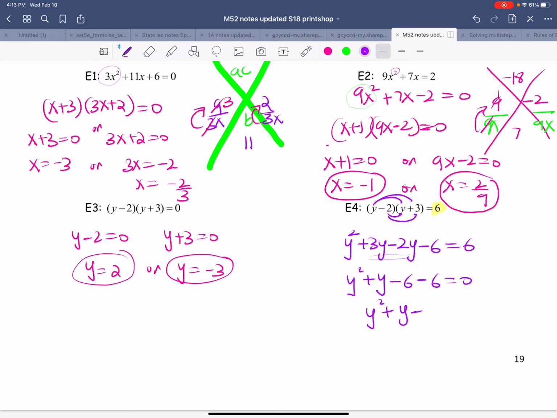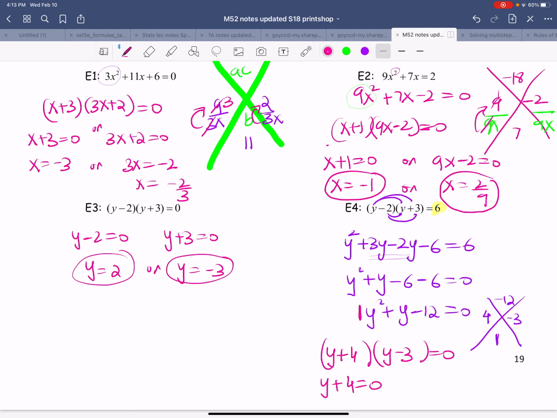Y squared plus y minus 12 is 0. Now I have a quadratic trinomial and I'm thinking about two numbers that multiply to give me negative 12 and add up to give me positive 1: 4 and negative 3. Good thing my leading coefficient is 1 over here. Whenever your leading coefficient is 1, you can skip the step of dividing by y on both sides. You can if you want to, but there's no need. Y plus 4, y minus 3 are my factors.